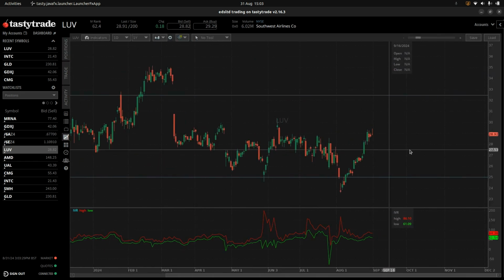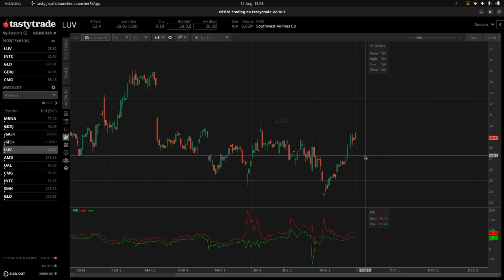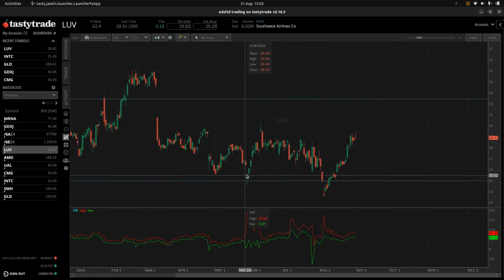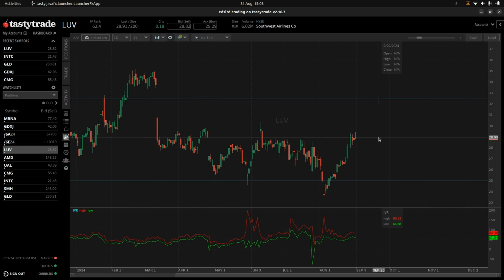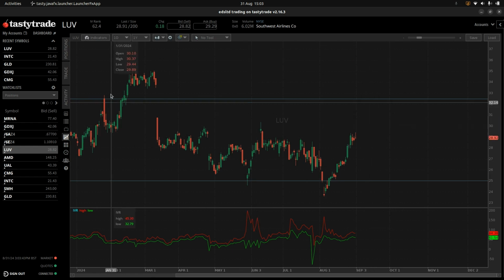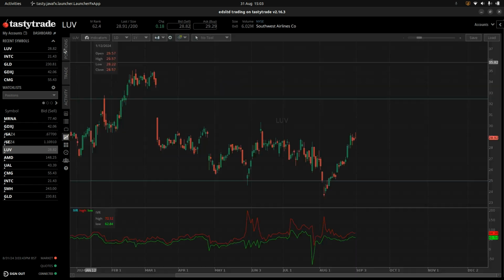This trade here, I feel very good about this trade. I think we'll be completely fine. IV rank, we're at 62.4, so not worried about LUV at all. Again, it's just a case of letting theta decay do what it needs to do.